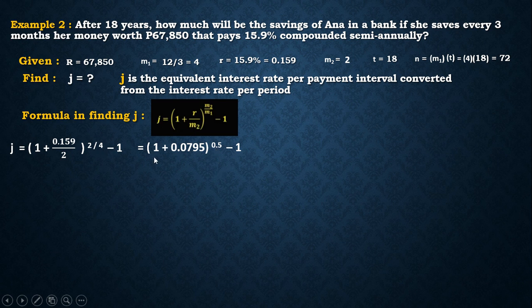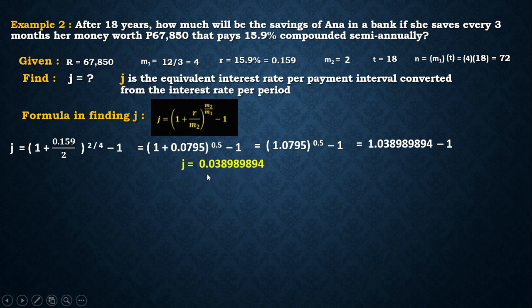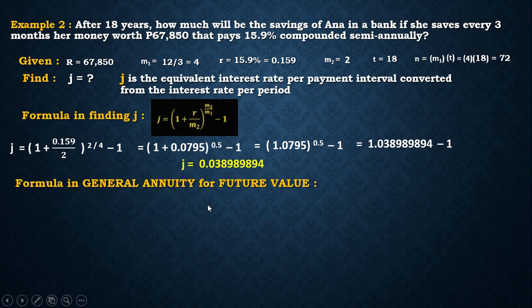Ang next step po natin, i-add po natin itong part na to. Wala po munang gagalawin dito. So that becomes 1.0795. In-add po ito po ang nangyari. Next step, i-convert po natin itong part na to. 1.0795 raised to 0.5. And that becomes 1.0389889894. Ngayon, isusubtract natin yung 1 na kasama sa formula dun sa 1.0389889894. And the value of J is equal to 0.0389889894.